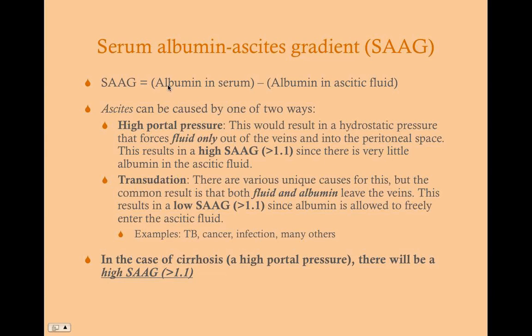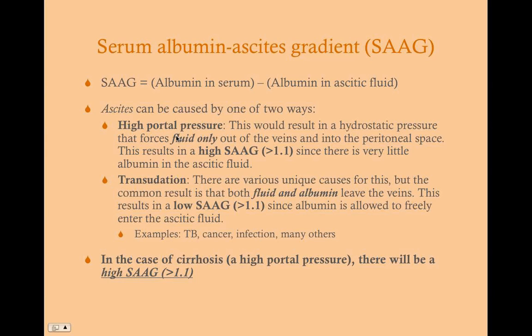Well, you'd either have to have a high concentration of albumin in the serum or a low concentration of albumin in the ascitic fluid. And it's actually a low concentration of albumin in the ascitic fluid, because we know that there's not a very high amount of albumin in the serum, because the ascites is being caused by low albumin. So why is this a high serum albumin-ascites gradient?